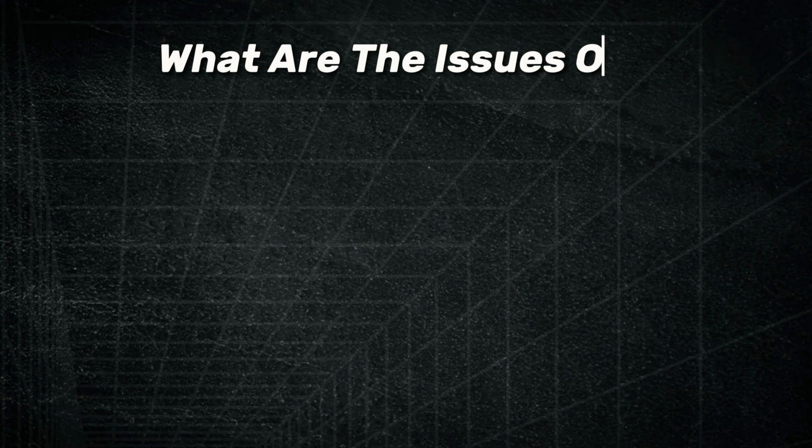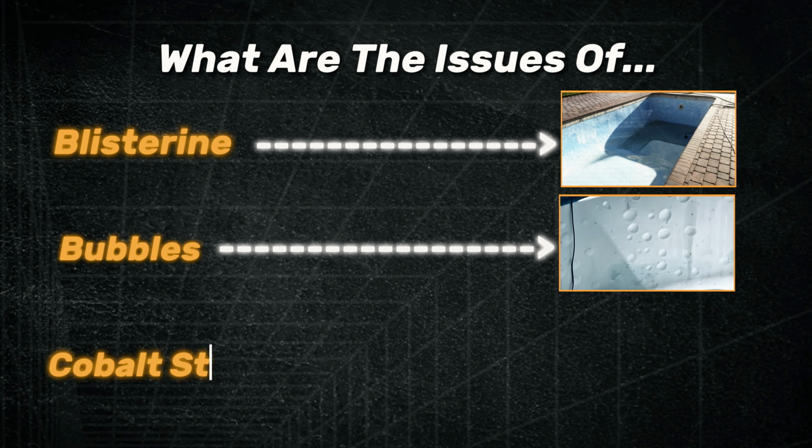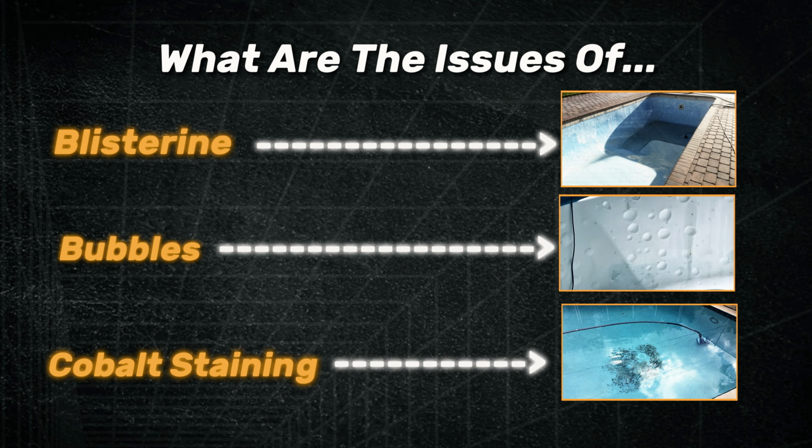We want to answer the question for you homeowners out there. What are some things and issues with a fiberglass pool when we say the words blistering, bubbles, cobalt staining? What kind of things do you need to look for and think about when you get those with a fiberglass pool?